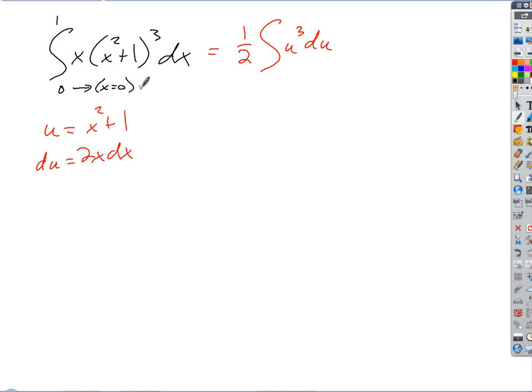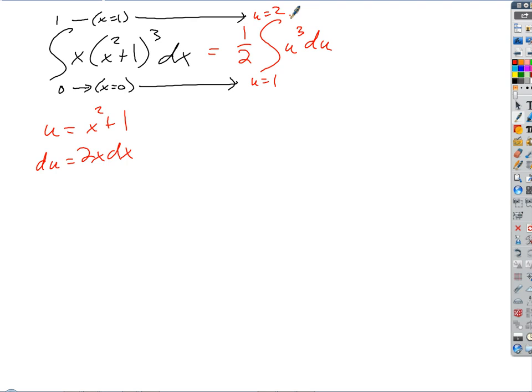x equals 0 gives us what value for u? 1. Everybody agree? Okay. What about up here? x equals 1 gives us a value of u equals 2, right?